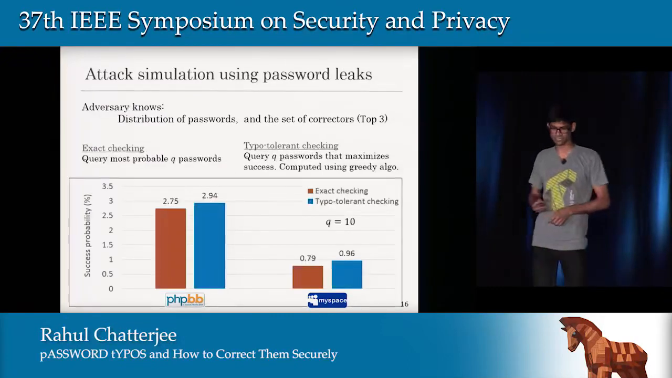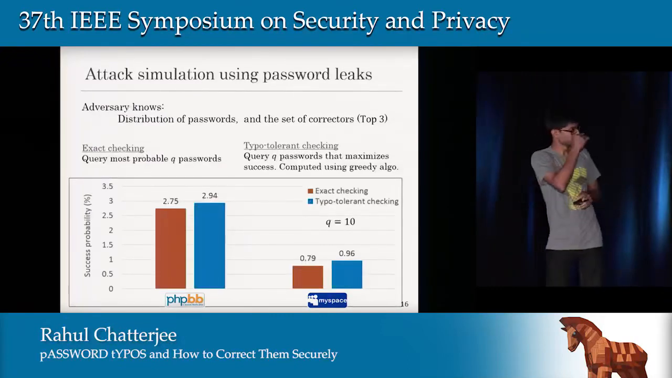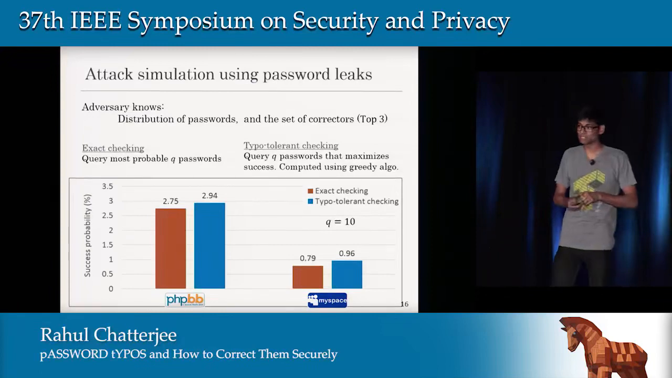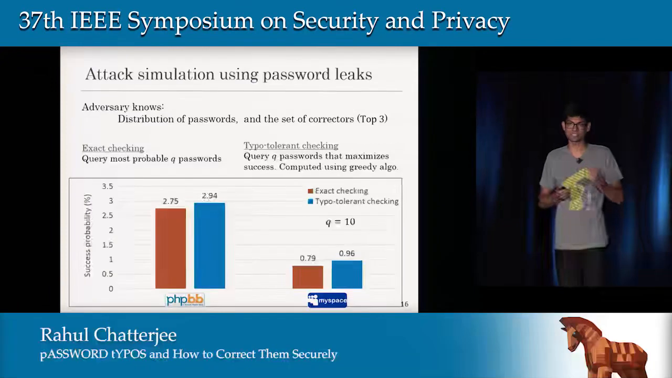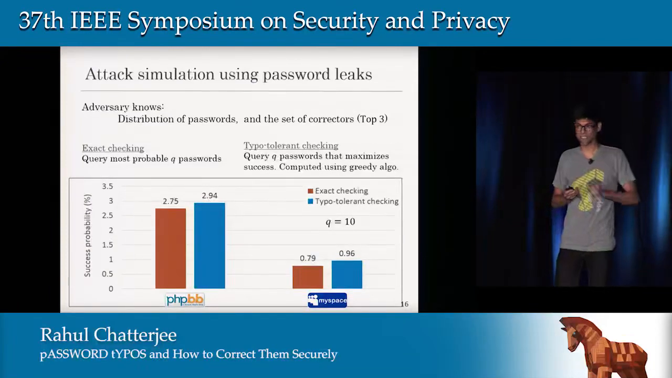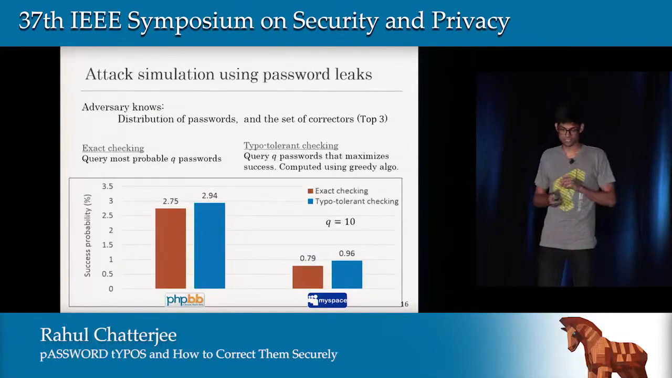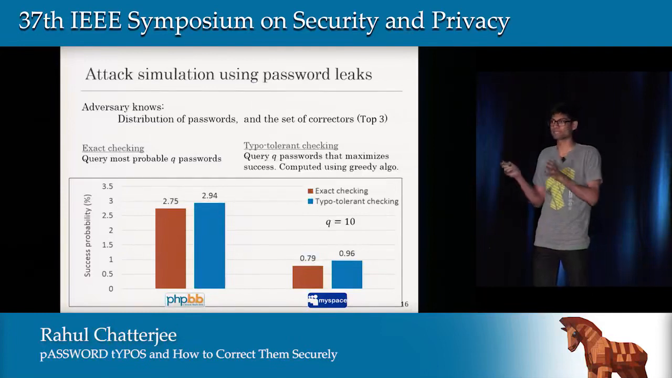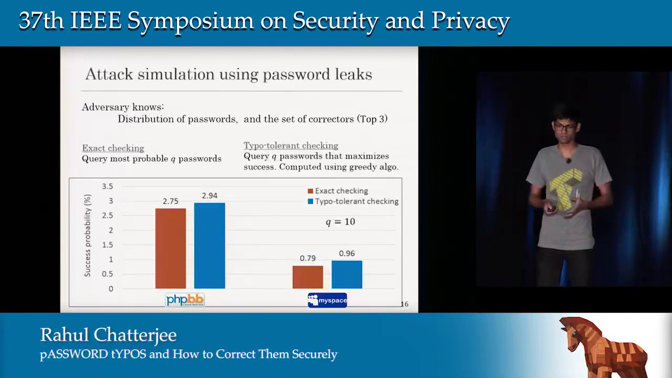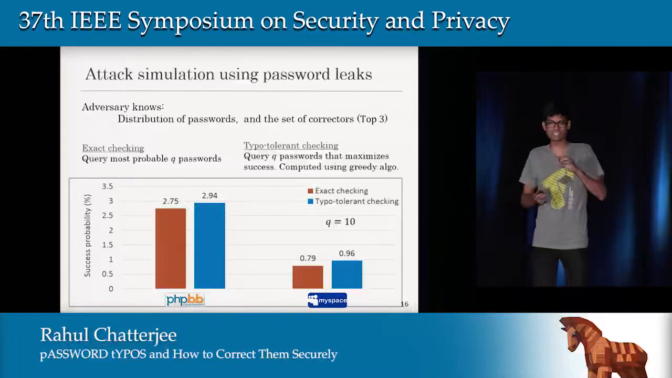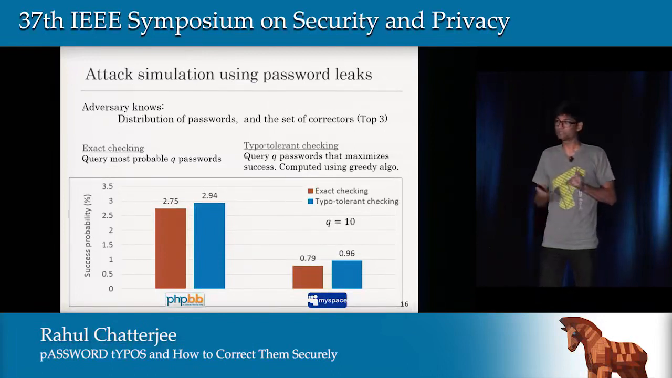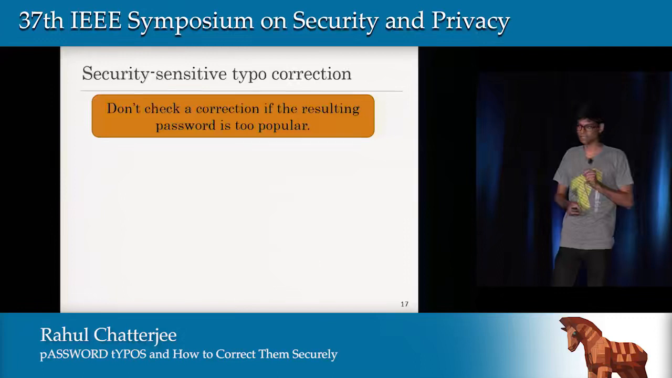So now let's see the result. Here in this graph, the height of the bar is the success probability of an attacker in successfully impersonating a user in the server with a query budget of 10. The brown one is for the exact checking, and the blue one is for typo-tolerant checking. And you can see the difference in the attacker success is quite small. It's nowhere near 300%. But we can do better with the following observation.